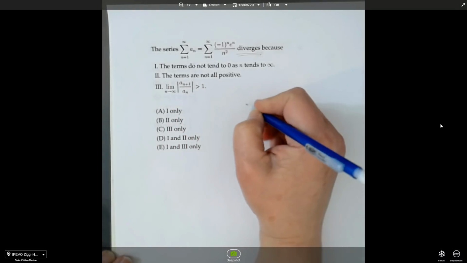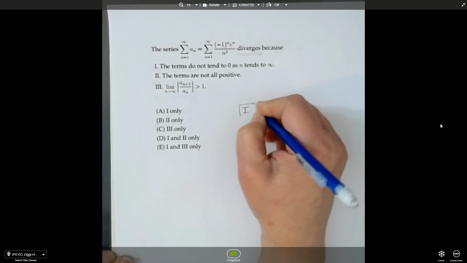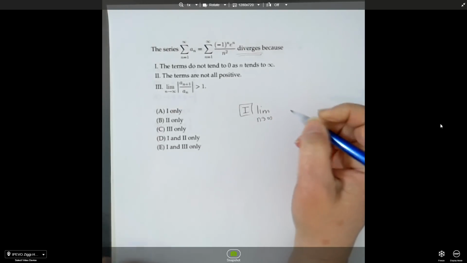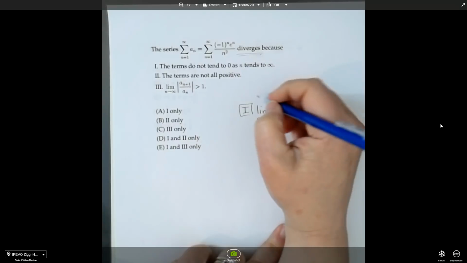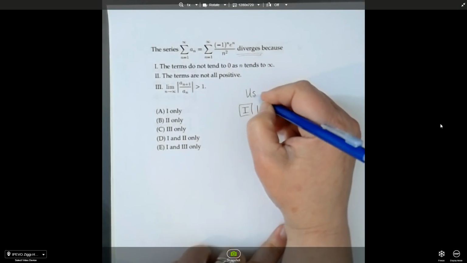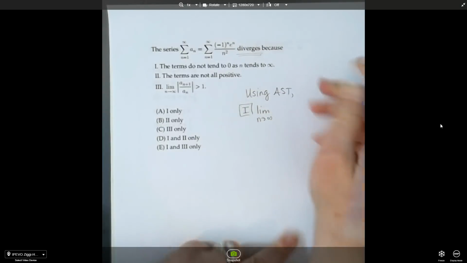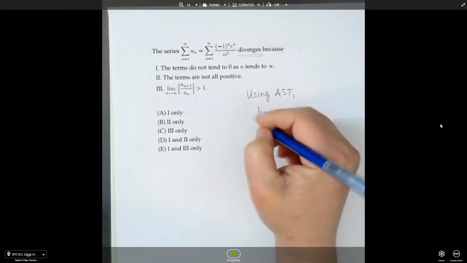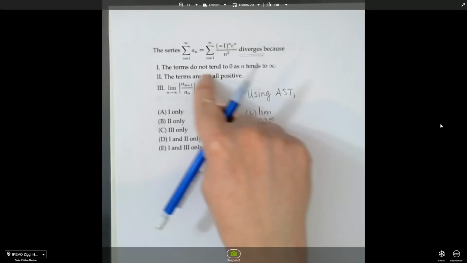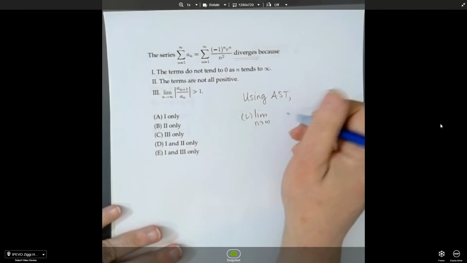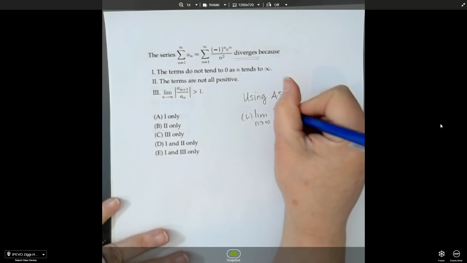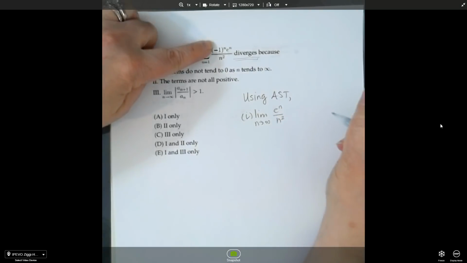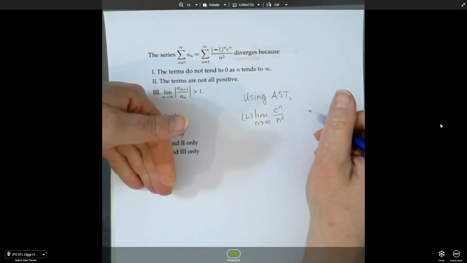So the very first thing I'm going to do is see what's true and what isn't. So number 1, I'm going to check out the limit as n goes to infinity. Actually, this is alternating, so I'm using the AST, alternating series test, and I meant to make a little Roman numeral here, because that's what we're checking with the alternating series test, right? That the terms do not tend to 0, or they do tend to 0. So the limit as n goes to infinity of the non-alternating part is e to the n over n squared. Now, technically, but on multiple choice, you don't have to show this.